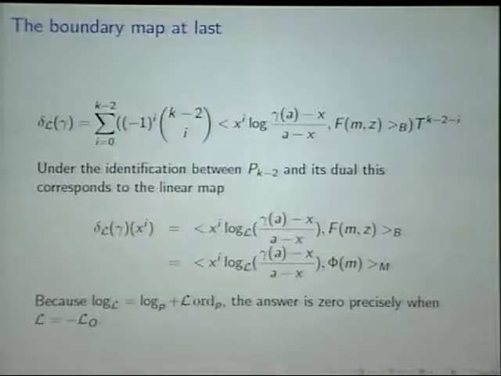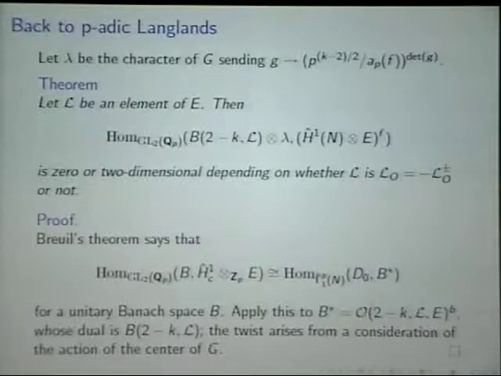The definition of the Orton invariant was the number such that the integral with respect to log equaled the Orton L invariant times the integral with respect to ord. So if L happens to be minus the Orton L invariant, this is zero. That's more or less the definition of the Orton L invariant. And this being zero means this boundary map is zero. So the L invariant arises naturally from the boundary map of that cohomology exact sequence.